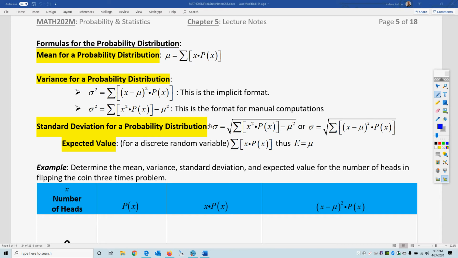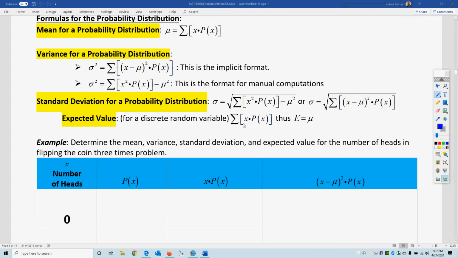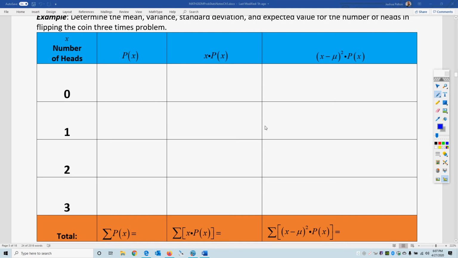So mean, variance, and standard deviation will be calculated differently in this chapter, because not each individual value has the same probability. They're not equal probability like the ones in the prior chapters. We use these formulas that are given. We'll use the problems from the prior video to calculate these things. Okay, so first we'll do the number of heads example.